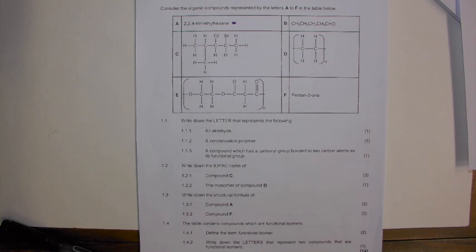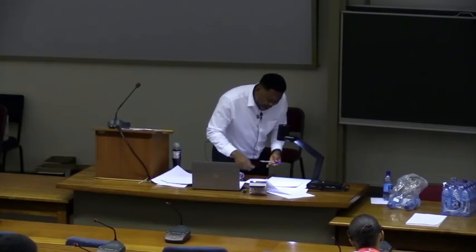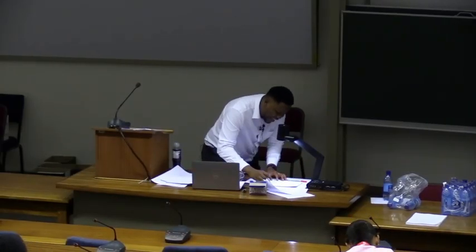Draw it for me then. I'm asking you nicely, sir, because I know you can. Draw for me the one in A. So the one that is found in number A, it means there are how many carbons?